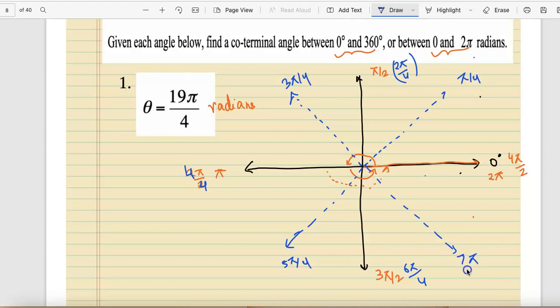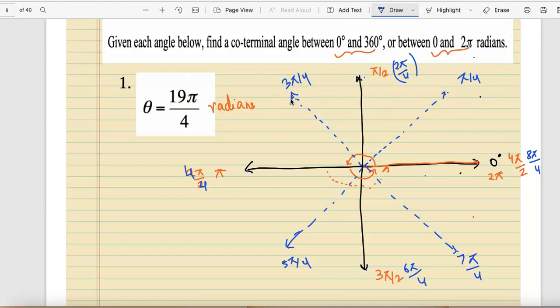7 pi over 4. And this will be 8 pi over 4. Now stop and think, 8 pi over 4, if you cancel this out, you end up with 2 pi. So it's just a different way of writing this. 8 pi over 4, then 9 pi over 4, 10 pi over 4, 11 pi over 4, 12 pi over 4, 13 pi over 4, 14 pi over 4, 15 pi over 4, 16 pi over 4, 17 pi over 4, we are coming close to this number, 18 pi over 4 and 19 pi over 4.